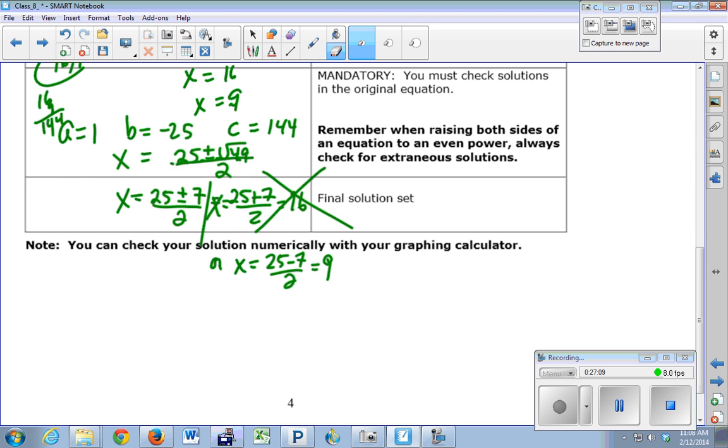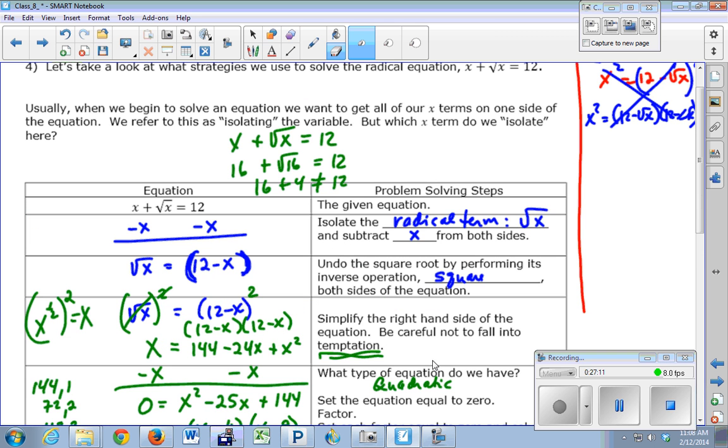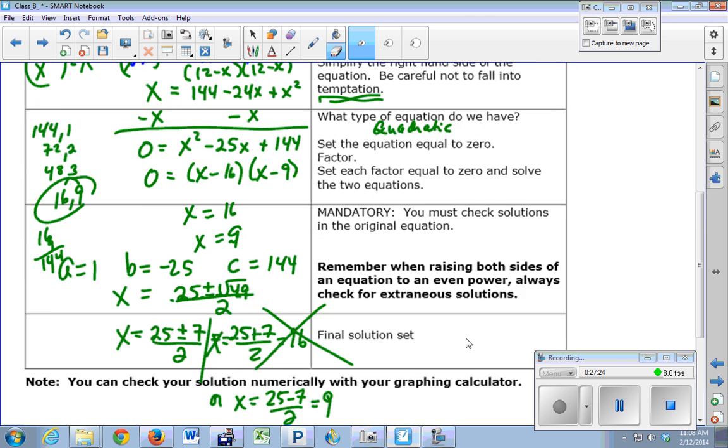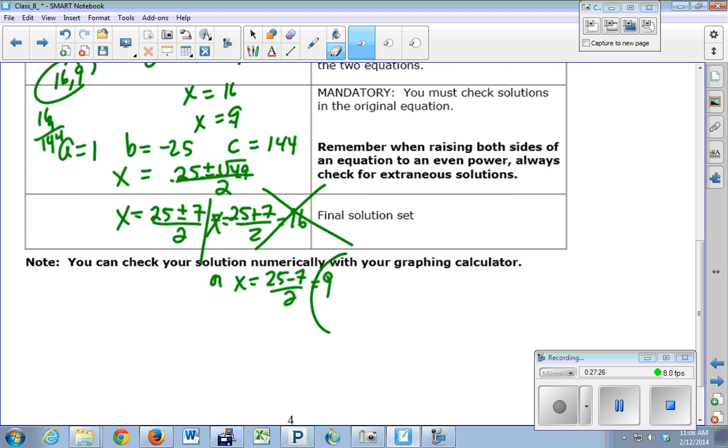All right. Let's check our 9. Hopefully we did all this work and we got one answer that's correct. 9 plus the square root of 9 equals 12. 9 plus 3 equals 12. Yes. Okay, I found the right solution. So the moral of the story, folks: every time you solve a radical equation, check your answers, because on MyMathLab they're going to have the little solution set hanging out down there. And if you try to put 9, 16 in there, they're going to mark it wrong. The only solution here is 9.